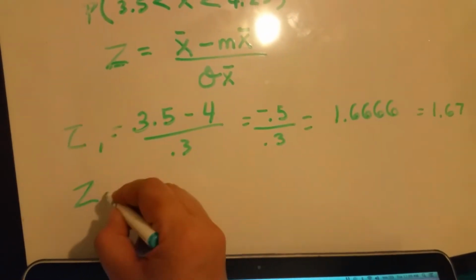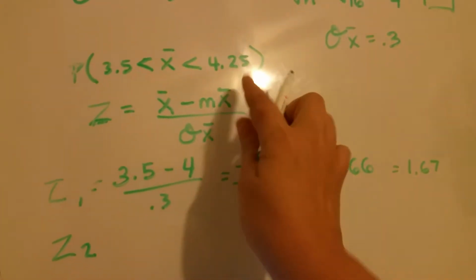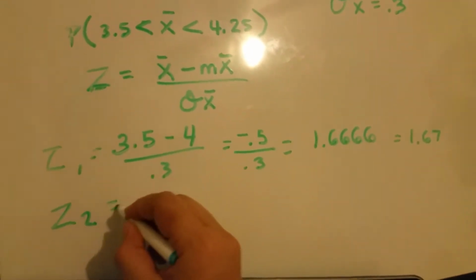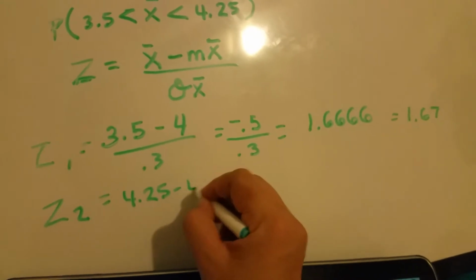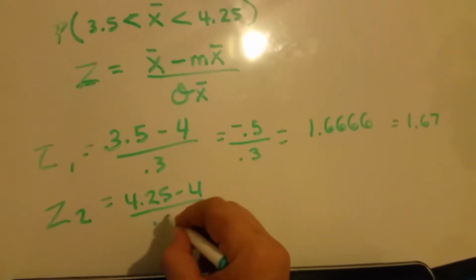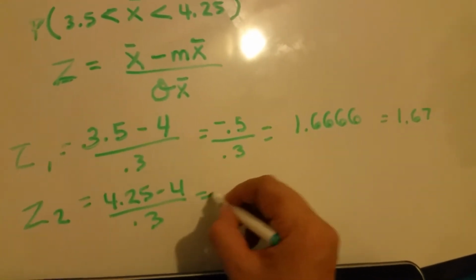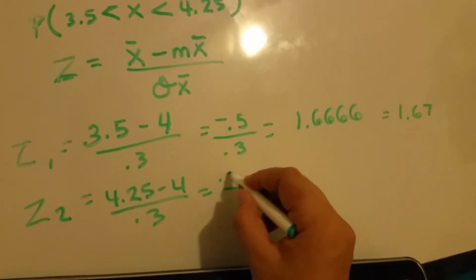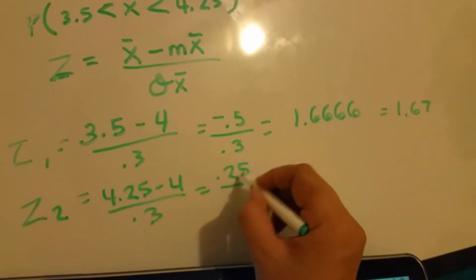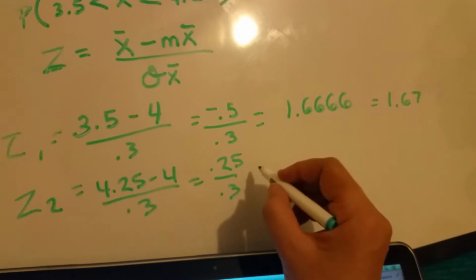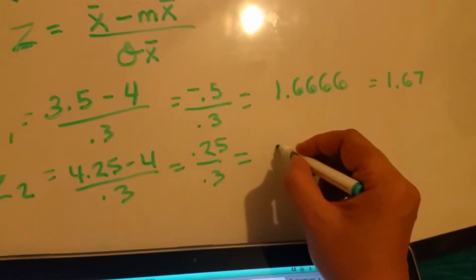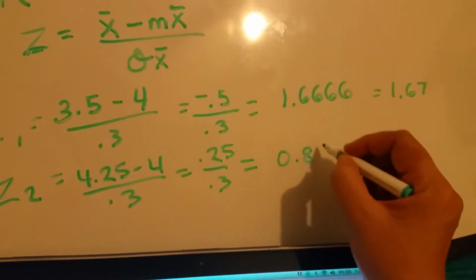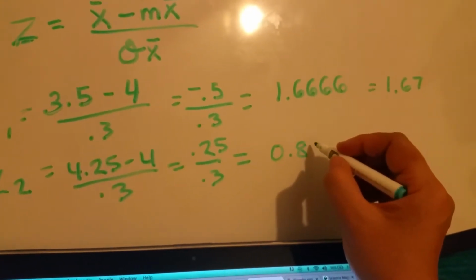So let's go with z2, which is the high end, which is 4.25 minus 4, again over the standard deviation, 0.3. So we've got 0.25 over 0.3, which will become 0.83.